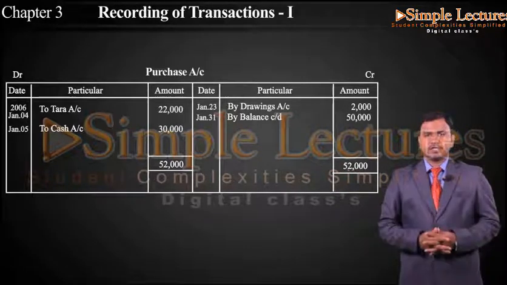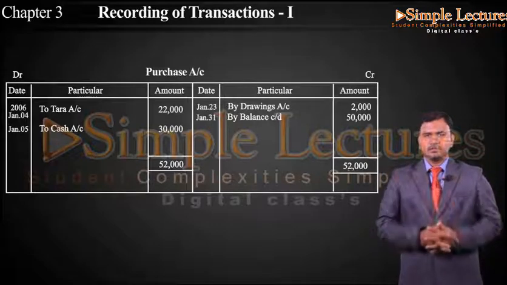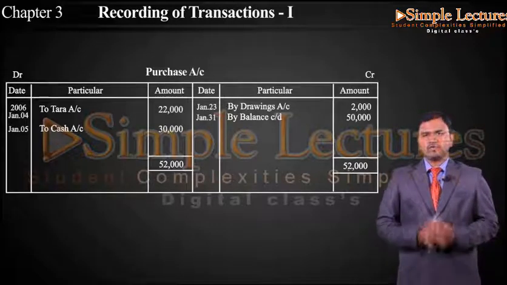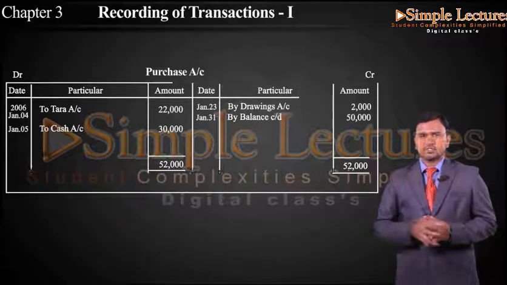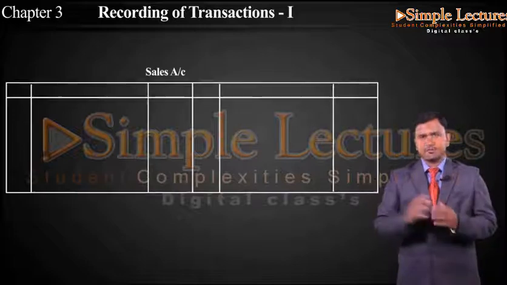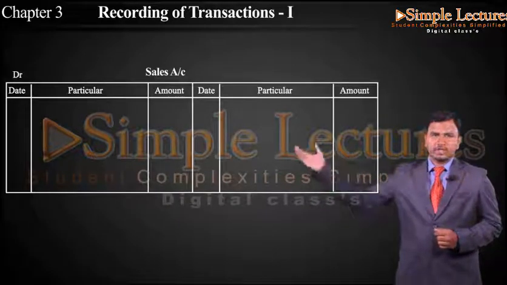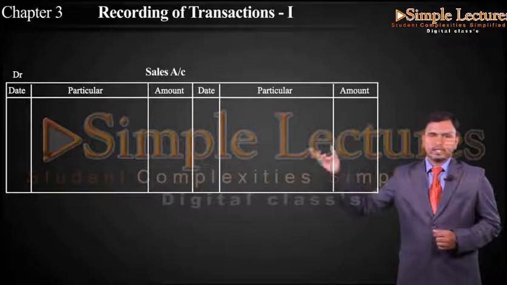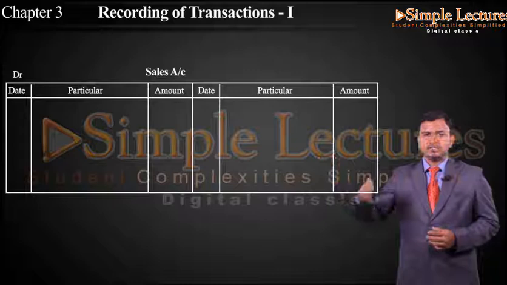Let us see the next account which we have to prepare. We have to prepare the ledger account for sales. Again the format remains the same: date, particulars, amount, date, particulars, amount, debit side, credit side, and in the center of the table the title will be sales account.